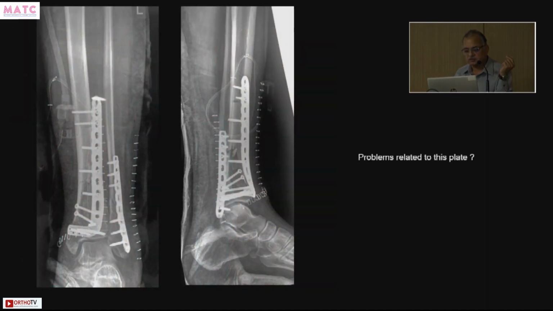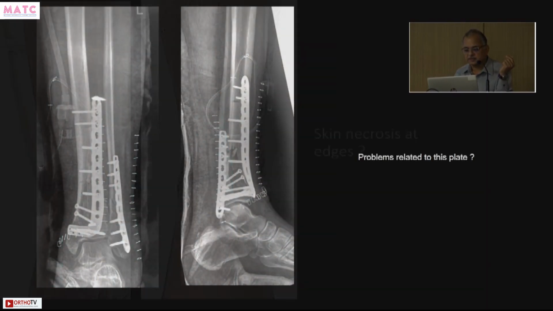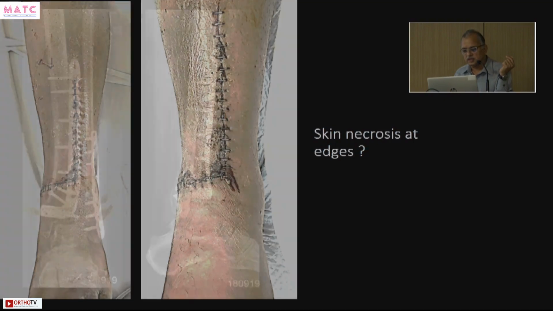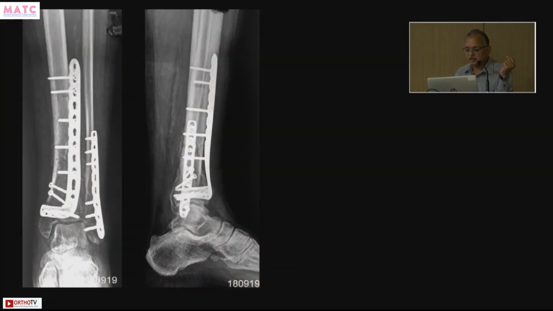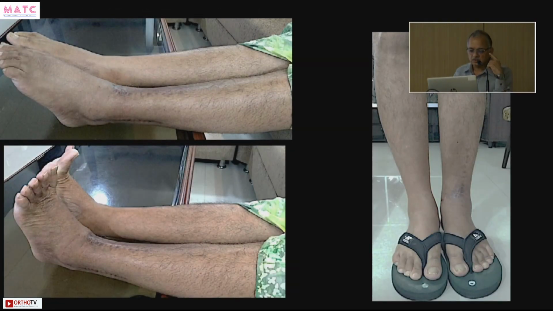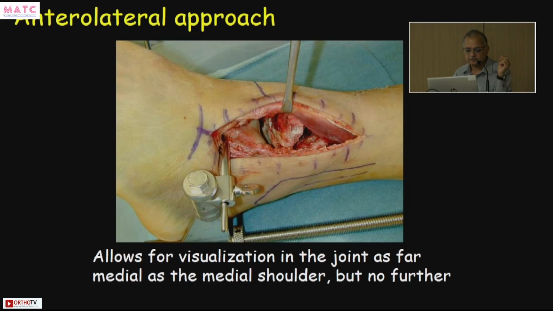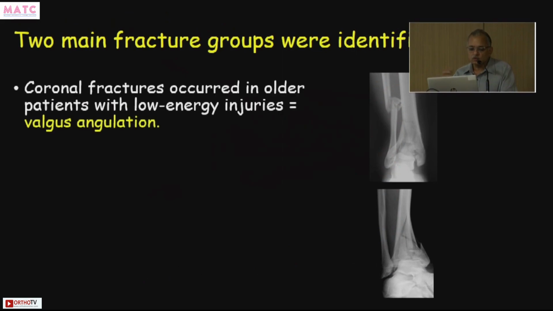At wound closure, this is the post-op X-ray. That is his wound healing, and that is his final X-ray at 1 year. So this approach can also be used for treating some subset of these plafond fractures. The anterolateral approach allows visualization in the joint as far as the medial malleolus or the medial shoulder, up to the medial shoulder, but no further.